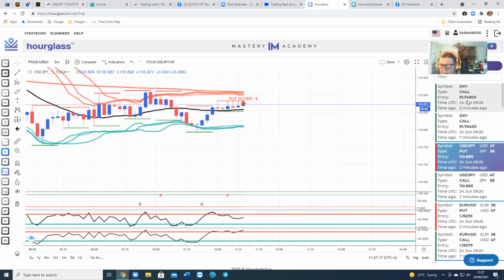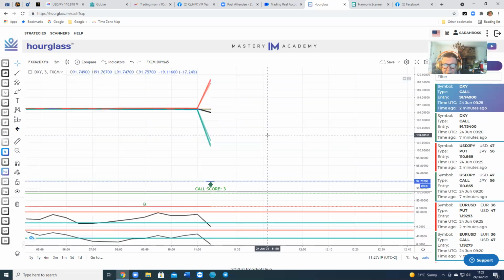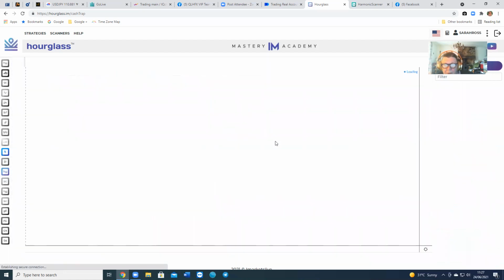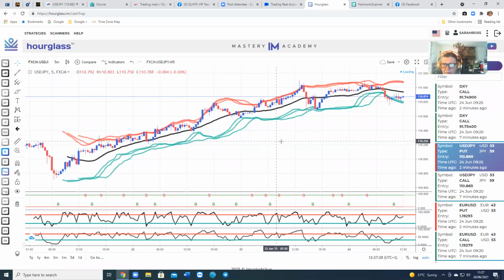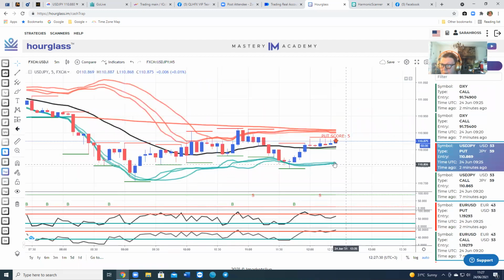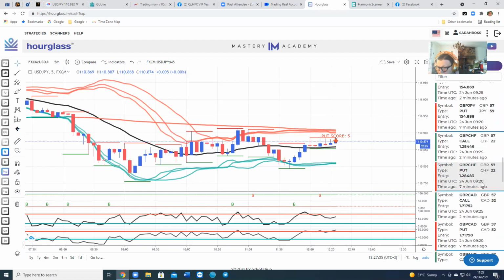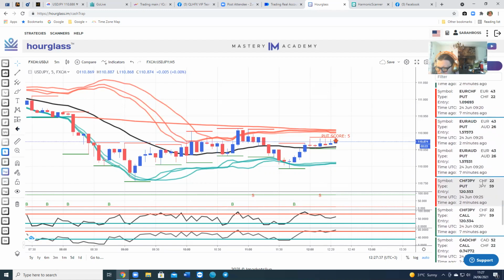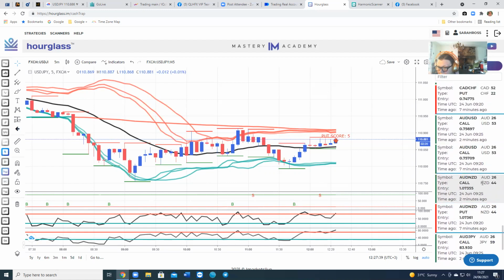Let's just look at the DXY, also going up. That's a glitch. This is the developers still sorting this out. It was working a moment ago. DXY is a call, but I'm not going to go back to that because it's glitching. So come down to Audjpy, which was the second one I wanted to look at on this session.